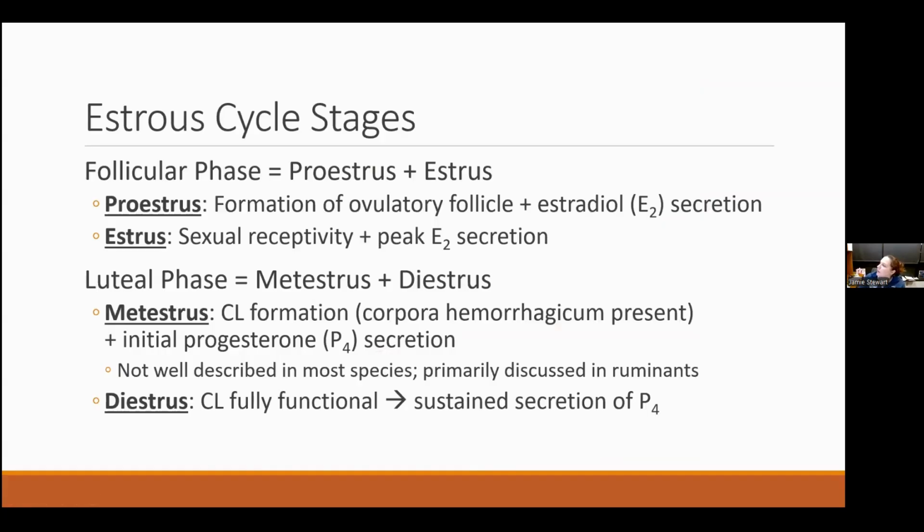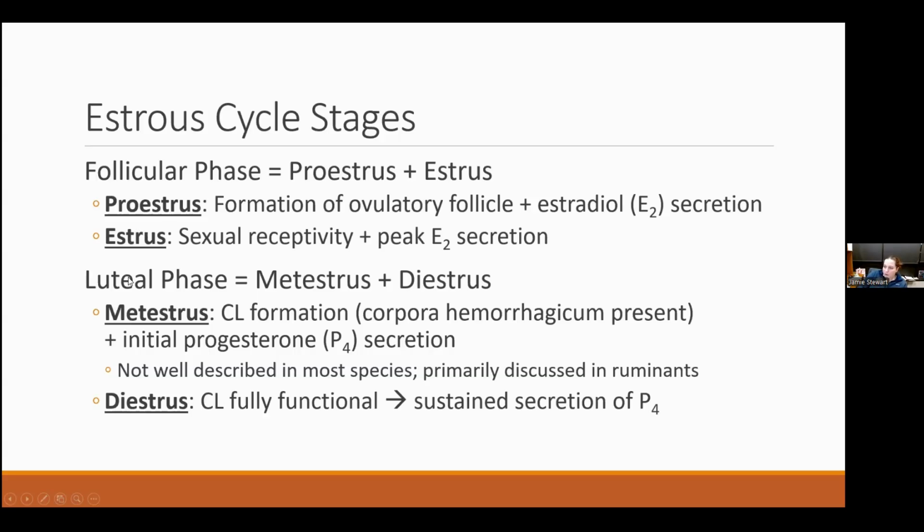And then I think this is the part that I briefly talked about last time, the stages within those phases. Within the follicular phase, we've got two different stages, which are proestrus and estrus. Estrus, I already talked about, is the time when they're actually showing behavior, are receptive, and have peak estradiol secretion. Proestrus is the period before that, where the ovulatory follicle is forming and estradiol is starting to rise. This is a transitional period, because it's after the corpus luteum has lysed and started going away, so the progesterone is going down and the estrogen is going up.